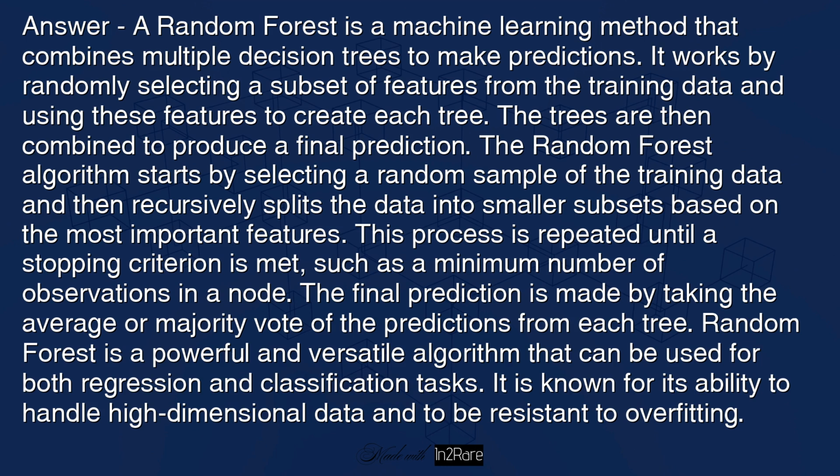The random forest algorithm starts by selecting a random sample of the training data and then recursively splits the data into smaller subsets based on the most important features. This process is repeated until a stopping criterion is met, such as a minimum number of observations in a node. The final prediction is made by taking the average or majority vote of the predictions from each tree. Random forest is a powerful and versatile algorithm that can be used for both regression and classification tasks. It is known for its ability to handle high-dimensional data and to be resistant to overfitting.